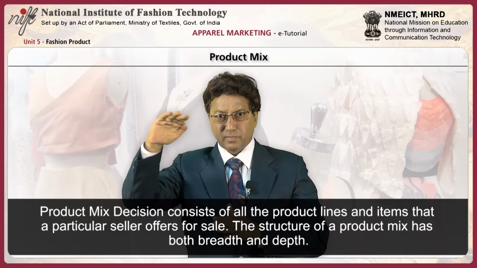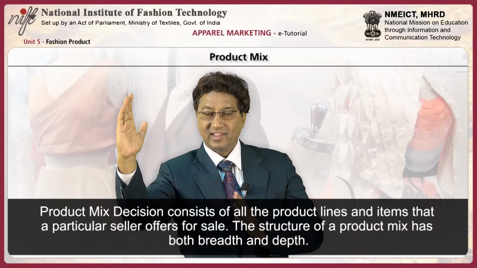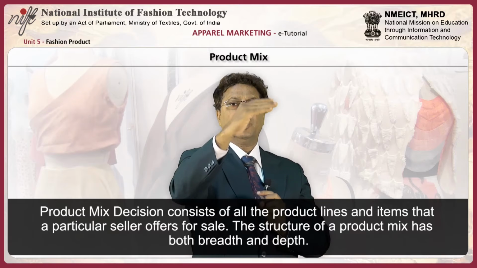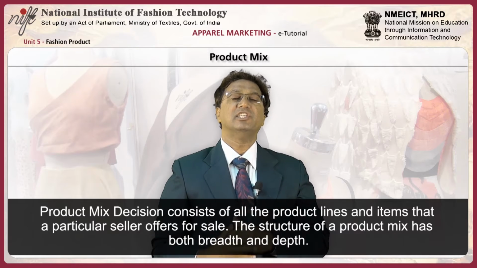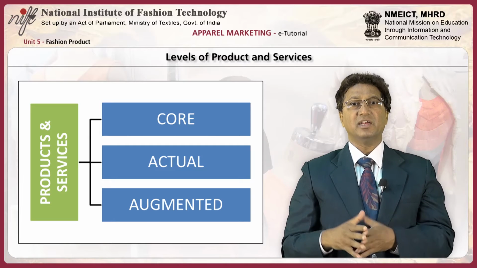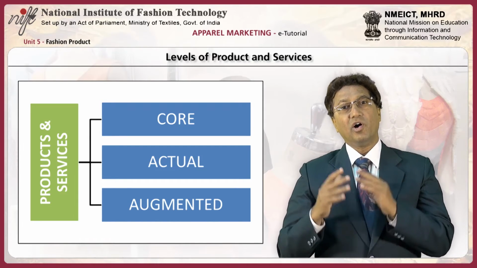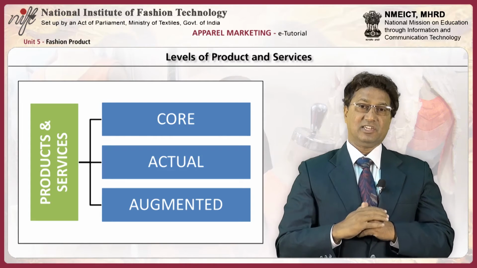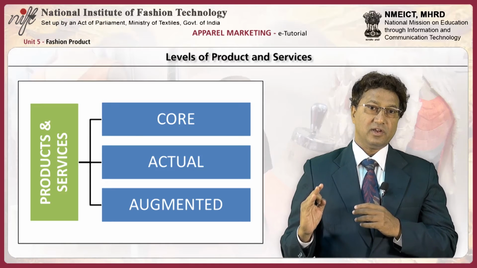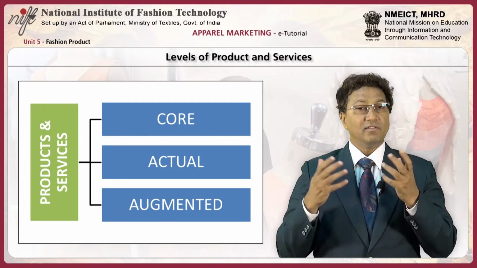Its breadth is measured by the number of product lines carried, its depth by the variety of sizes, colors, models offered within each product line. It is important for marketers to think about products and services on three levels, that is core, actual and augmented, because each level contributes to customer value.